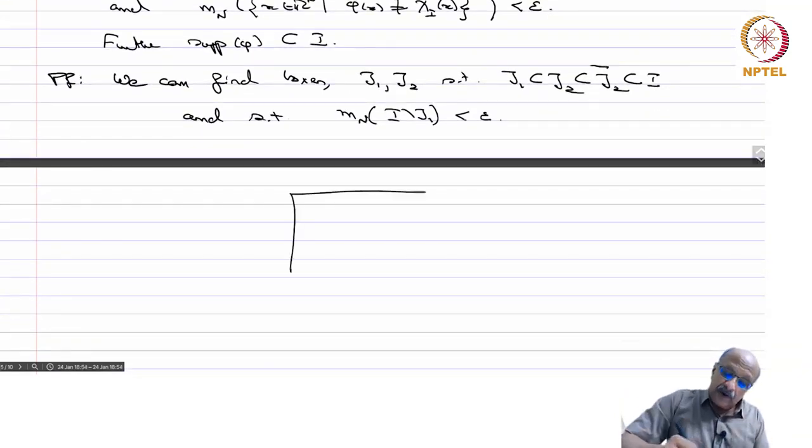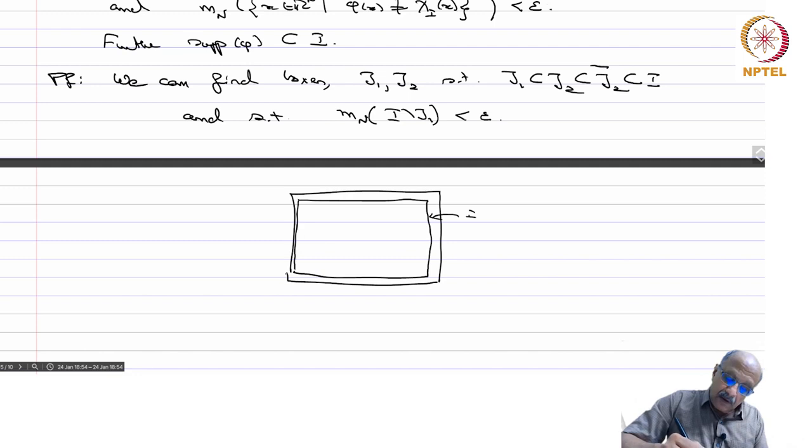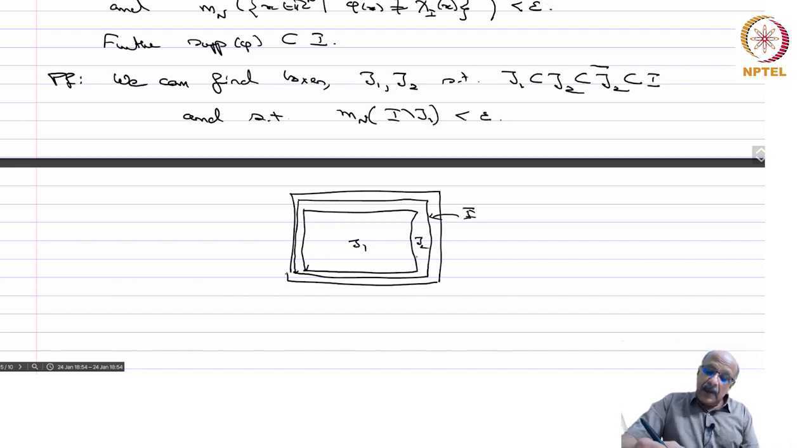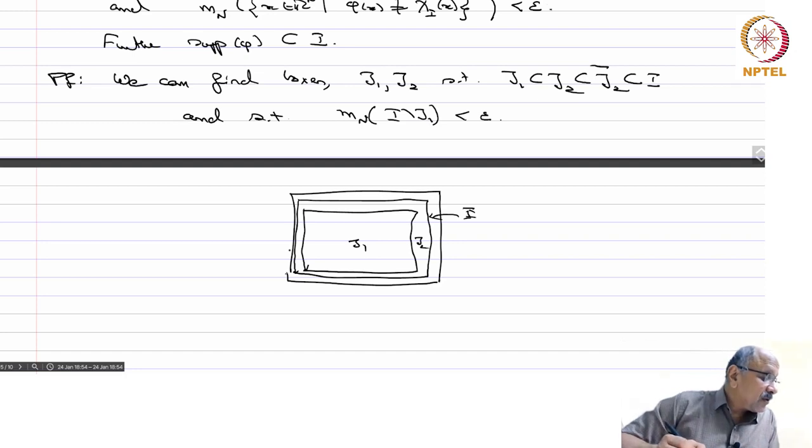So in 2 dimensions, let me draw a picture here. So this is a box I, and then I make smaller boxes, J1, J2 and then I. Okay, and then I make these boundaries sufficiently close so that the difference in the area is less than epsilon. So that I can do.